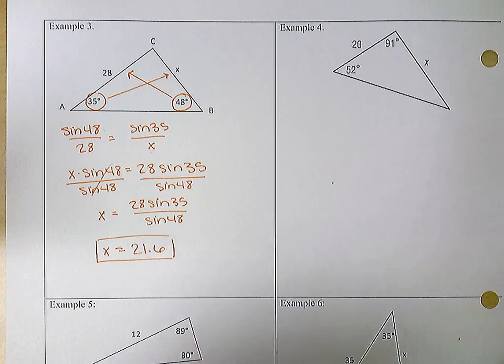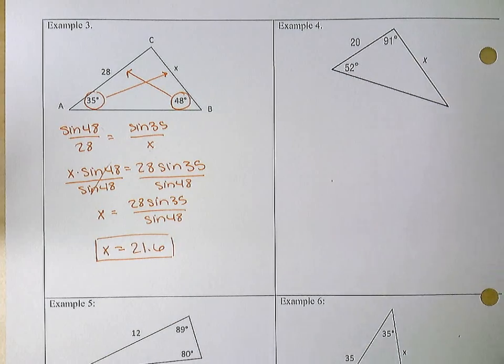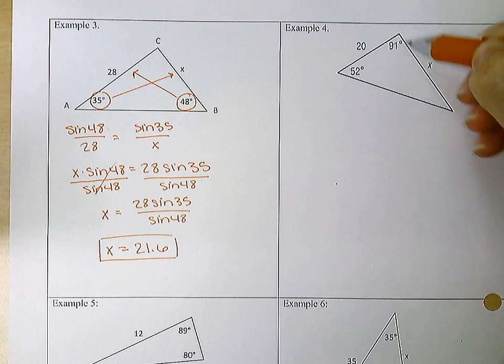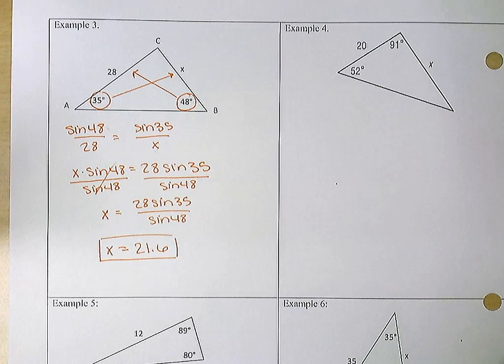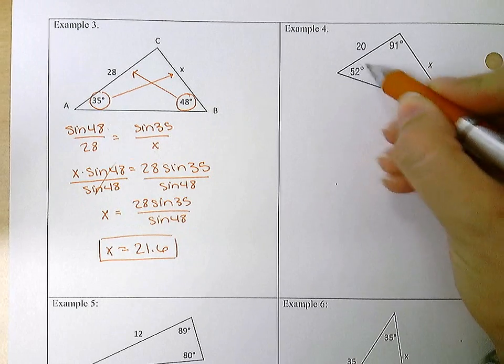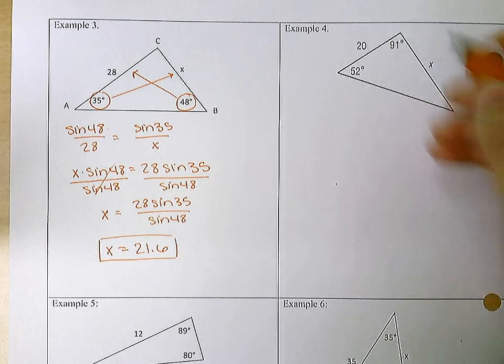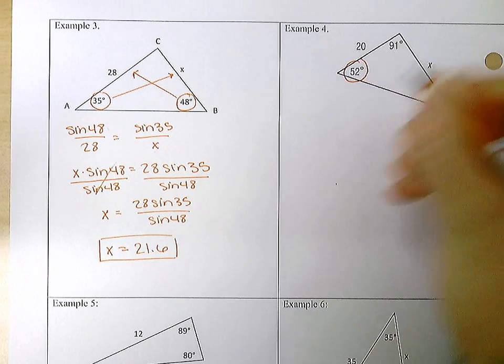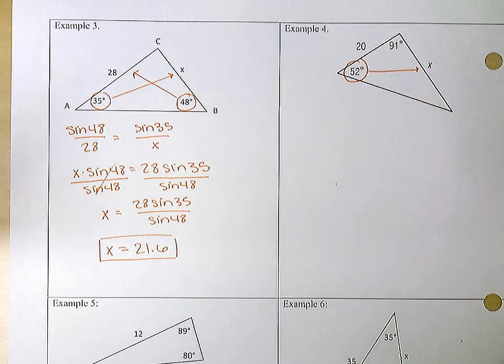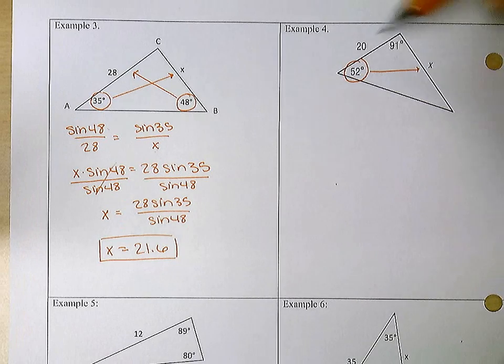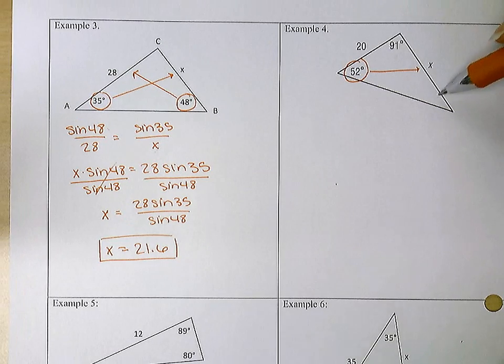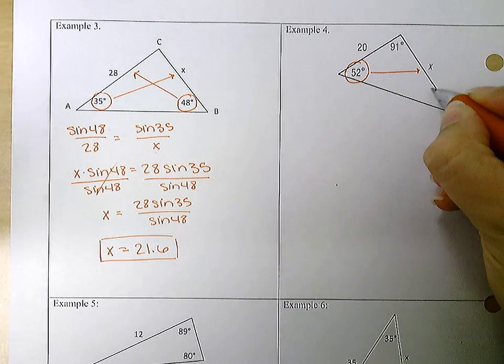Okay, so I have two sides and two angles, but notice this angle of 91 degrees doesn't have an opposite side, right? But this angle of 52 does. So I for sure need to use that angle and its opposite side. Well, this side is opposite this angle, and can't I find this angle? Yeah. How do I find this angle?